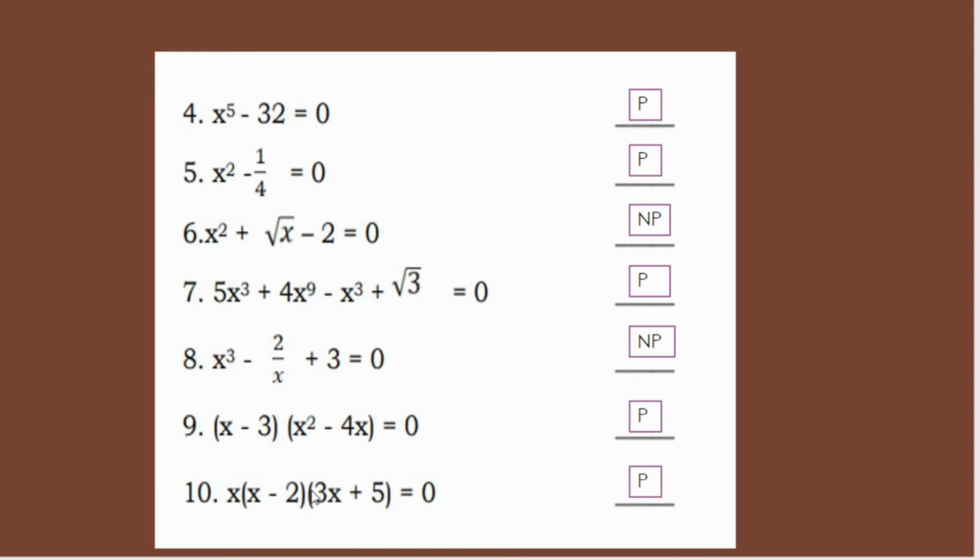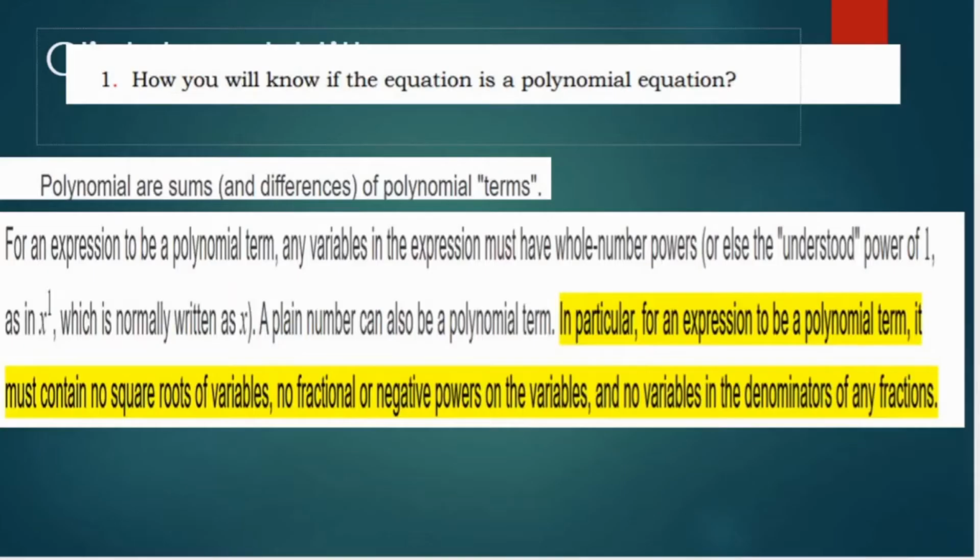Another polynomial, since we have positive exponents. The next question: how will you know if the equation is a polynomial equation? We are going to have polynomial terms, or sums and differences of polynomial terms. If we have a polynomial term, we must have whole number powers.